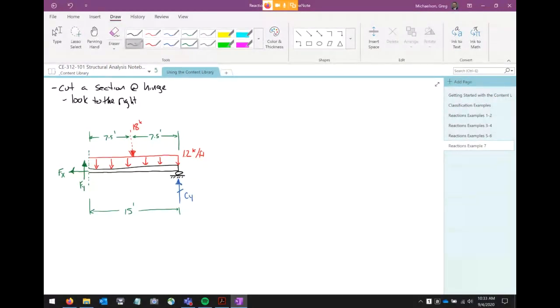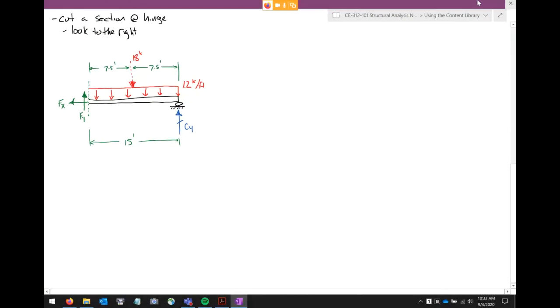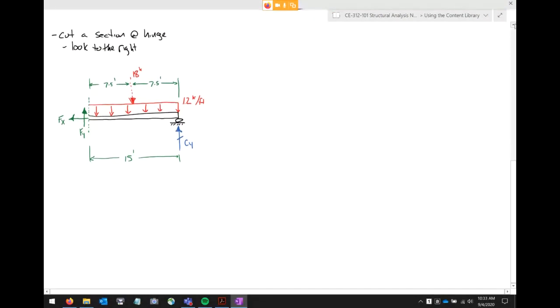All right, I'm going to assume everybody's good on the copying. And again, if you need more time, just let me know. All right, so here's the thing. We cut a section at the hinge. We look to the right, and so that's everything on the structure to the right of that section cut. Now, when we cut at the hinge, we know there's an unknown force in the x direction, and we know there's an unknown force in the y direction. But we also know that the sum of moments is 0.